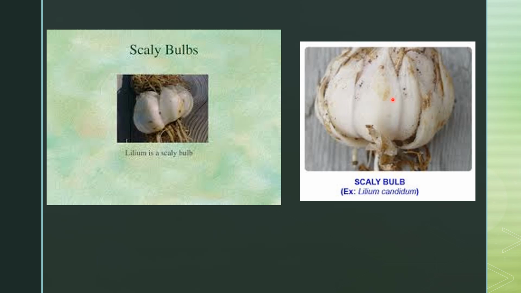Also, it's important to know the examples of the plants which I give you to identify each type of stem, or even any part of the plant.